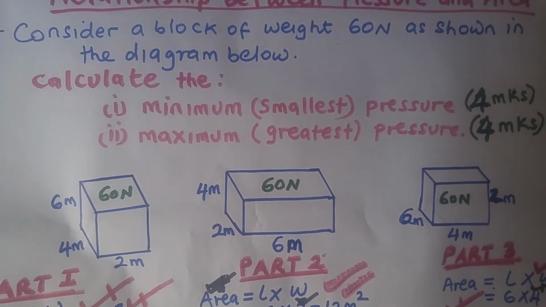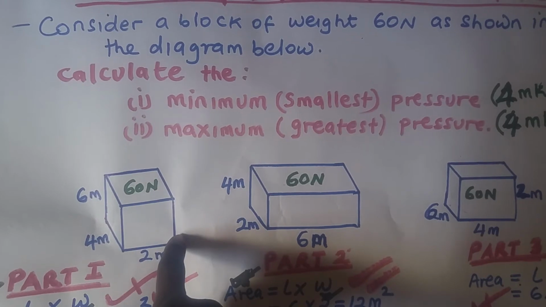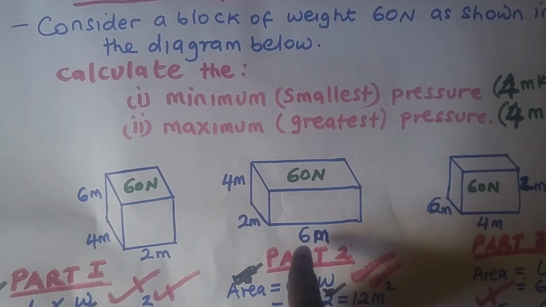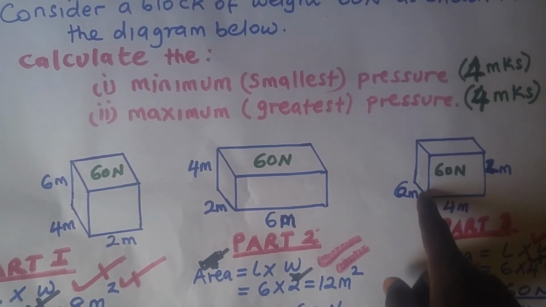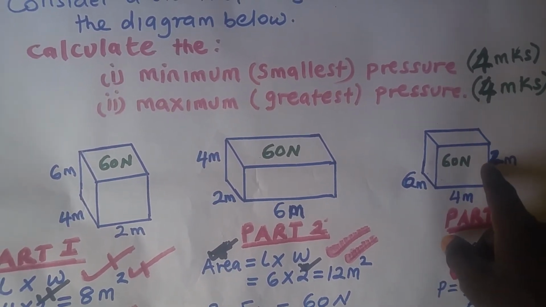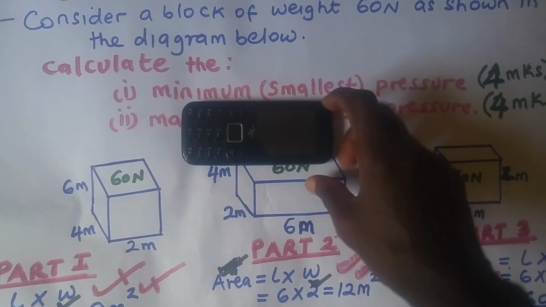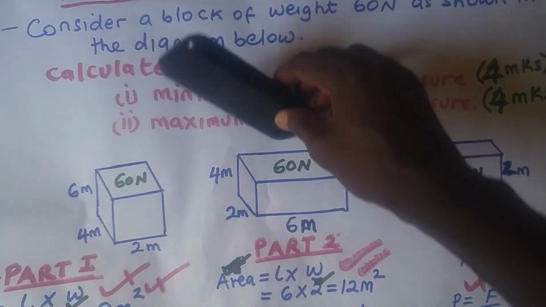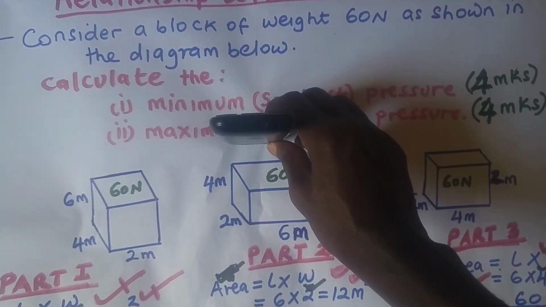But as you keep changing the sides, there is a time when the length is 4, the width is 2, and the height is 6. When you change it again, there is a time when the length is 6, the width is 2, and the height is 4. Then again, when you change, the length is 6, the width is 4, and the height is 2. It is like I said about this phone. When you put this phone like this, the length and width are not the same as when you put it like this. When you turn it, the length and width change. So it is the same block, as I used the same phone as an example.